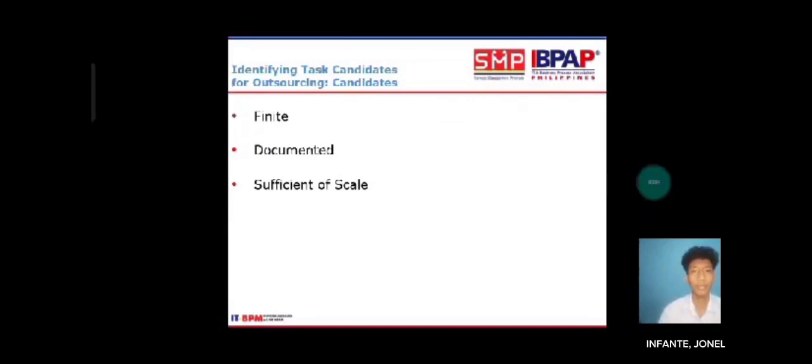Finite: every computer has a finite amount of memory. Documented: records something in written, photographic, or other form. The photographer spent years documenting the lives of miners. Sufficient scale: the improvement of international relations requires a diplomatic dialogue of sufficient scale between the two countries.